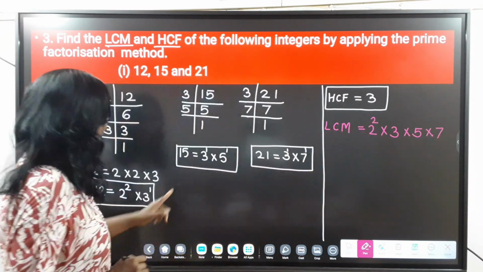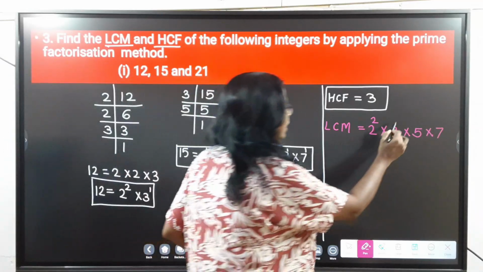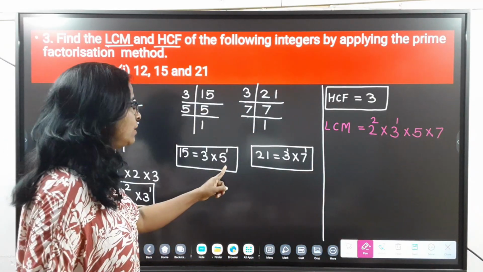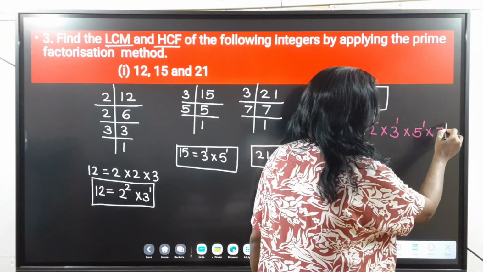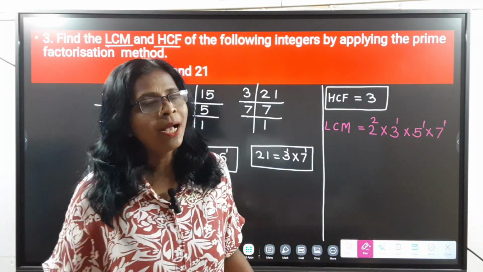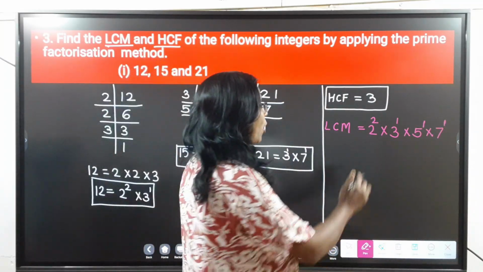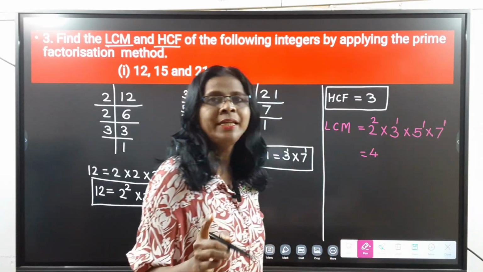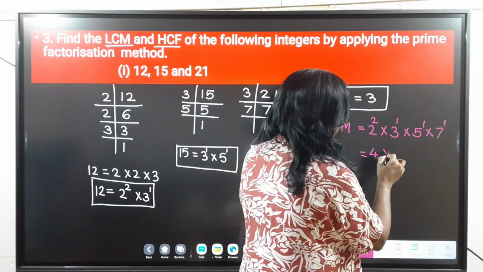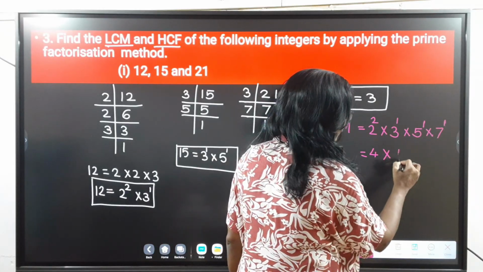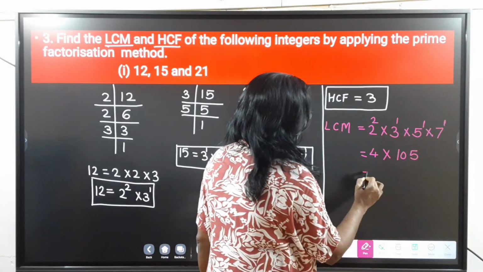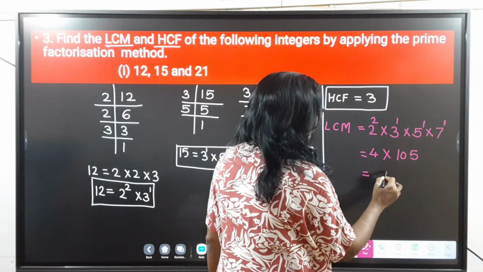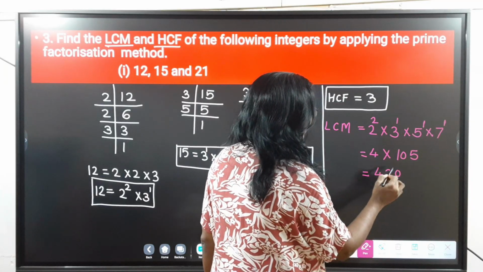The greatest power of 3 is 3, so I write down 3. And the greatest power of 5 is 1, so I write down 1. And the greatest power of 7 is 1, so I write down 1. So now the product of these: 2 raised to 2, that means the square of 2, is equal to 4. Then 3 5s are 15, and 15 7s are 105. So now 4 multiply 105, that means, students, 420.